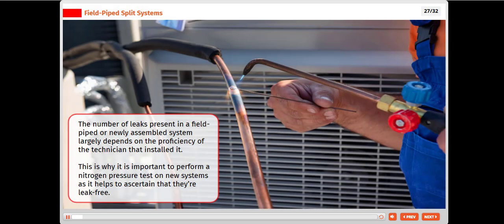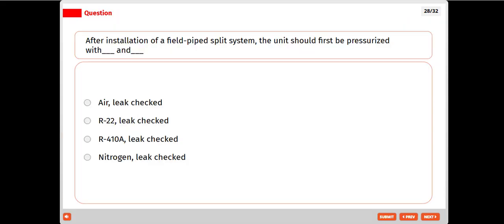The number of leaks present in a field pipe or newly assembled system largely depends on the proficiency of the technician that installed it. This is why it is important to perform a nitrogen pressure test on new systems, as it helps to ascertain that they're leak-free. After installation of a field-piped split system, the unit should first be pressurized with nitrogen and leak checked.